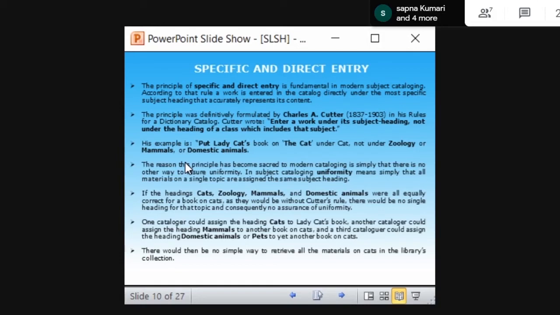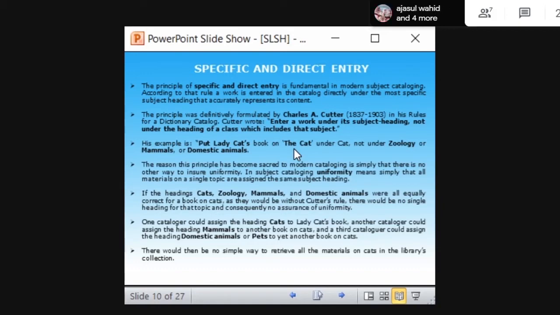For example, his example is Lady's Cat. The book Lady's Cat is a book on the cat. In this case you should put this particular book under cat, not under zoology, mammals or domestic animals. A cat is a domestic animal, which we keep and raise at home, like a dog or a cow. Since it is an animal, it falls under zoology, and it is also a mammal. All are not wrong, but all are broader headings.